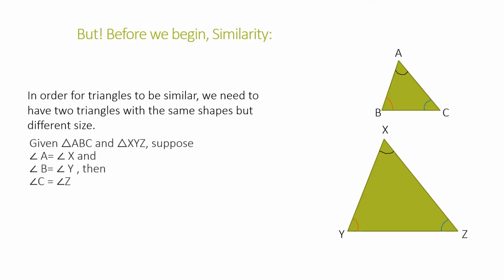The 2 triangles are similar if the 3 angles of one are equal to the 3 of the other triangle. So if 2 angles of a triangle are equal to the 2 angles of the other triangle, then the third angles are necessarily equal. Therefore, triangle ABC is similar to triangle XYZ. And this symbol right here just means similar.